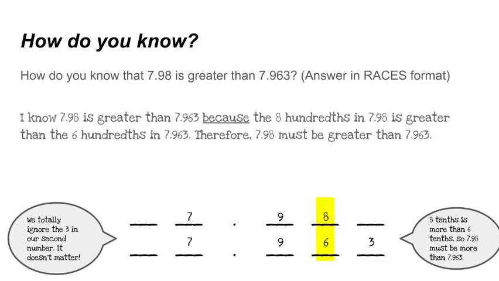Well, I know 7 and 98 hundredths is greater than 7 and 963 thousandths because the 8 hundredths in 7 and 98 hundredths is greater than the 6 hundredths in 7 and 963 thousandths. Therefore, 7 and 98 hundredths must be greater than 7 and 963 thousandths.